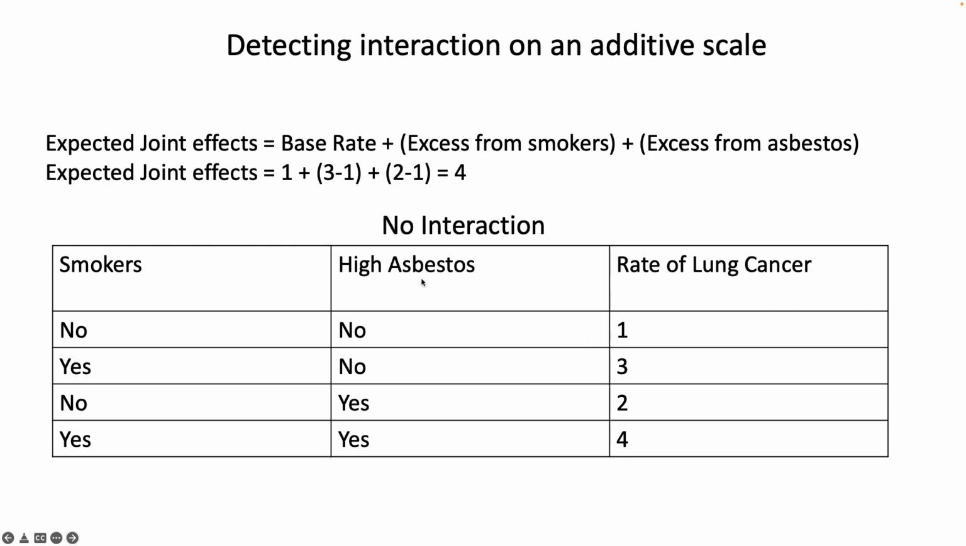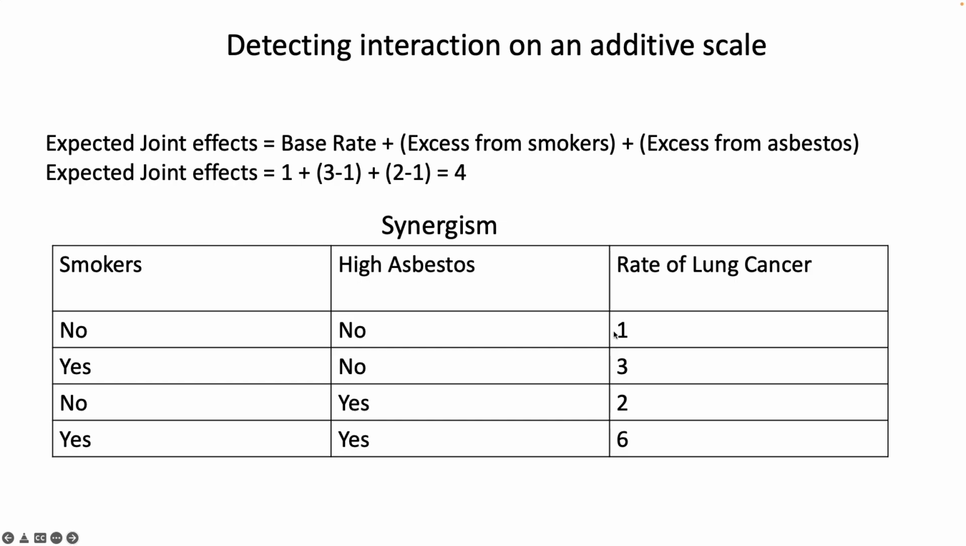So back to our example before, this is slightly different data. I probably should have just used the same data for both, but this is an example where when you are a smoker without asbestos, you have a rate of 3, and when you're exposed to asbestos, it's a rate of 2. We can just use this equation I showed before, where we have the baseline risk plus excess for smoking and excess for asbestos, and we can come out to an expected joint effect of 4. And if we find a rate of 4 in those that are both smokers and exposed to asbestos, then we know that there's no interaction happening, and the interaction term isn't adding any value.